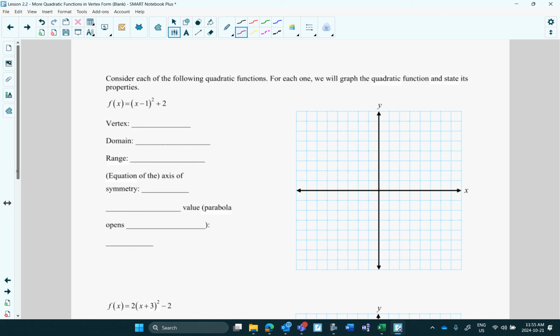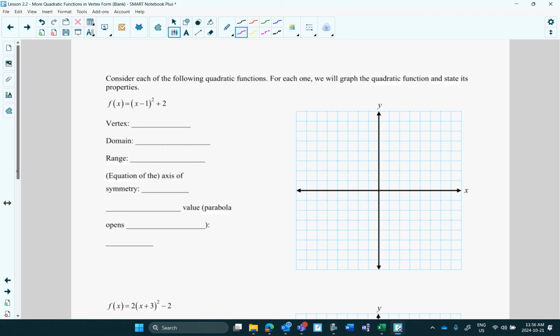Okay, first one. When you tackle these things, you might want to see what letters A, H, and K are represented, which ones aren't. Is there any value for A? Is there any number in front? So that means it's not flipping and it's not stretching. It's a regular parabola, however, it's shifting.